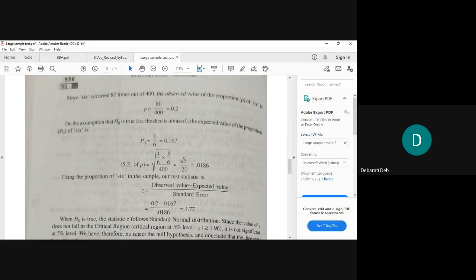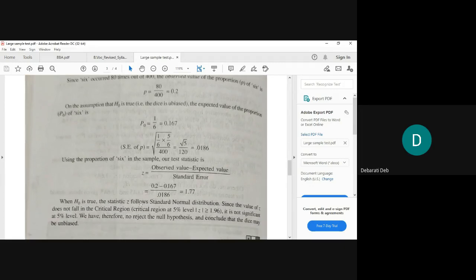Okay. Now, if you have written the formula which I told you to write yesterday, in the denominator it was standard error of P. Do you remember? So we have to calculate the standard error of P. The formula of standard error of P was root over PQ divided by N. Now what is N? N is the sample size.